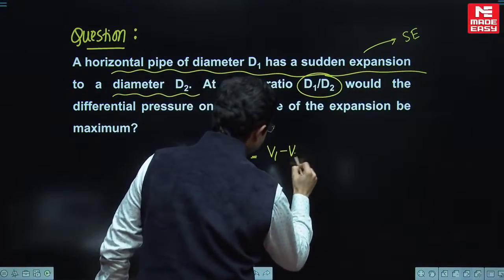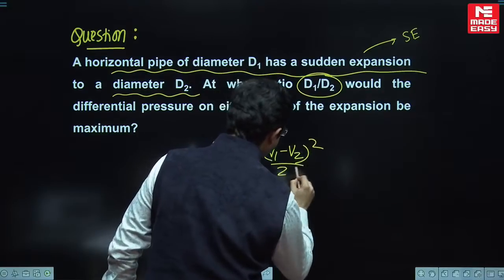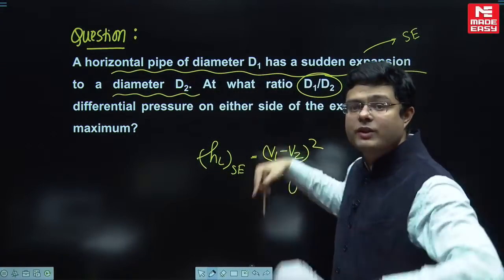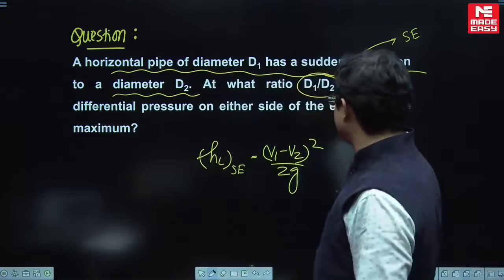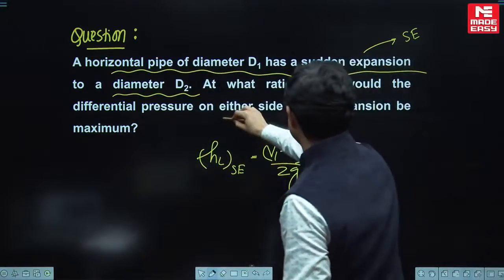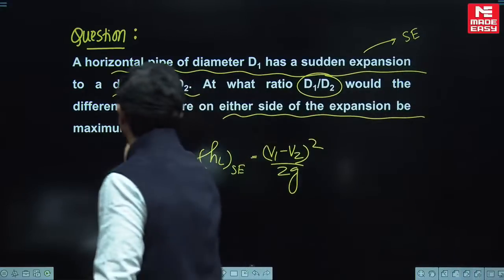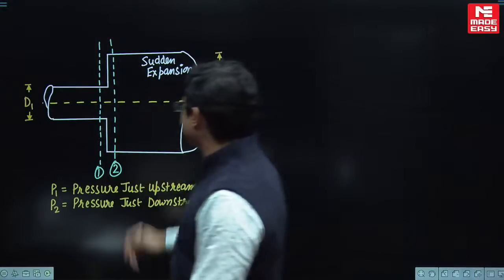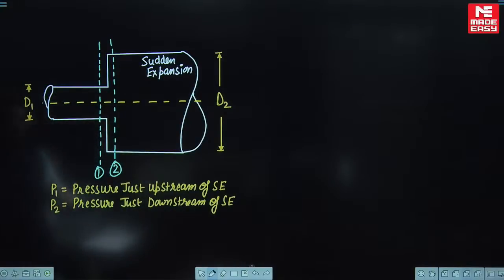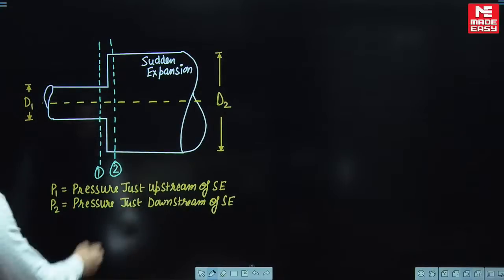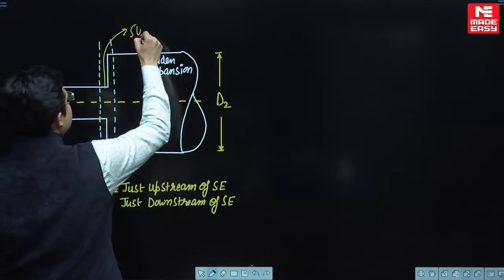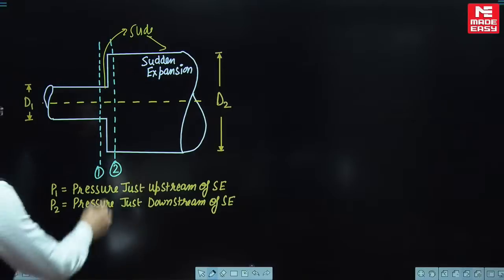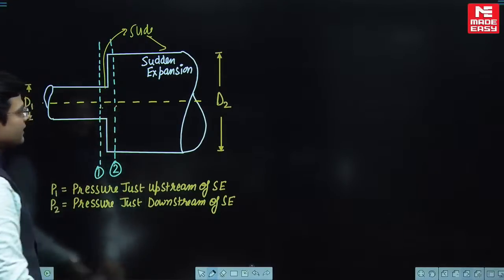It is basically v1 minus v2 whole square by 2g. If you remember, smaller pipe velocity minus larger pipe velocity whole square by 2g. Differential pressure on either side of the expansion will be maximum. Yes, there will be a pressure difference created now. See, this is the sudden expansion case. So here the things are suddenly expanding, and here the loss is taking place.